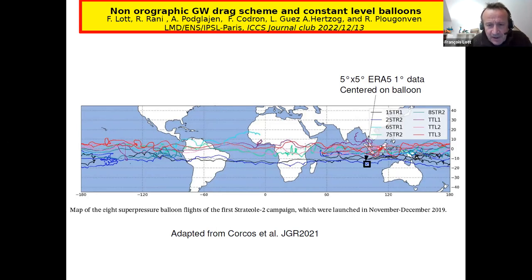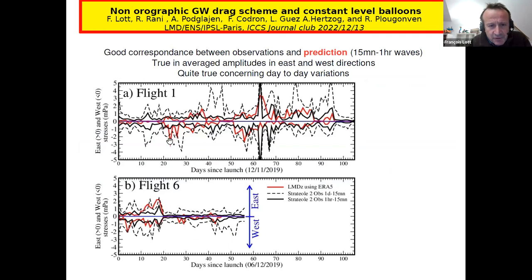Here we are going to take the observations, the vertical profile of zonal wind, meridional wind, and temperature, and the precipitation from ERA5. And we are going to feed the scheme with those data and see what the scheme predicts. And you see for two flights, the red curves are for the prediction from the scheme and the black curves are the measured momentum fluxes.